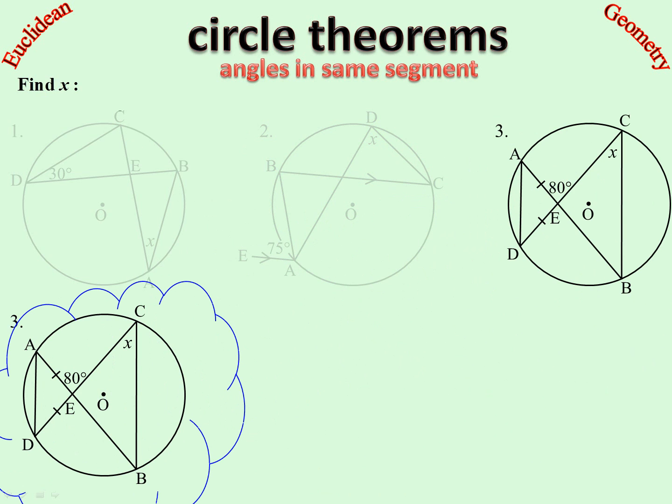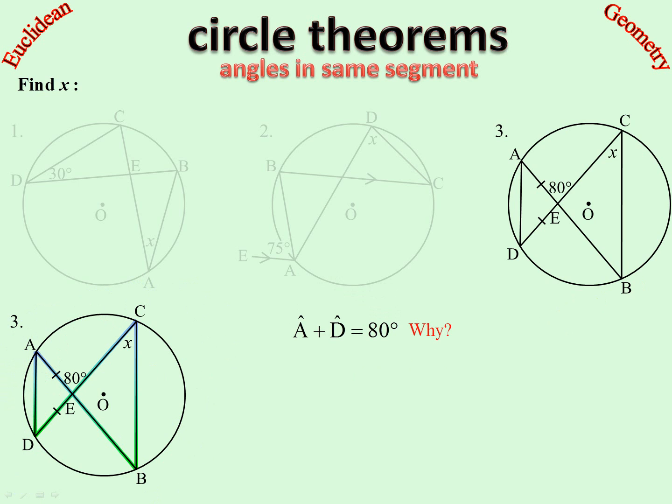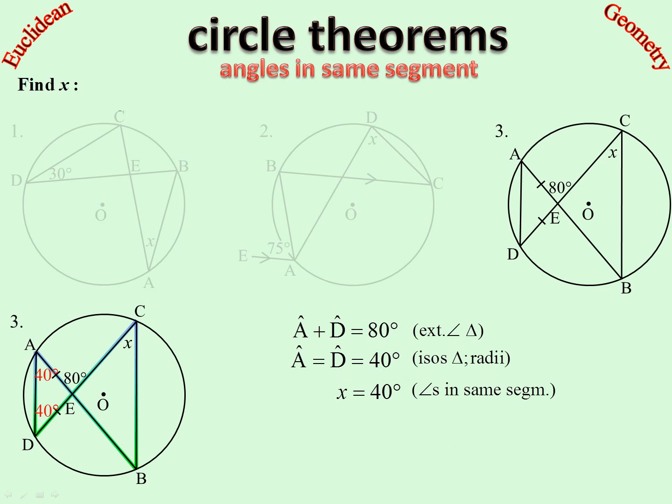Number 3, we need to reason as well. We have to find x, so we say, what is x equal to? There we are, that one there. Now, can we find that one? Yes, we can, because we have an exterior angle of the triangle, and these two are equal to one another. So we say A plus D equals 80. Reason? Exterior angle triangle. A equals D, which equals 40, because it's isosceles triangle radii. And straight away we could say therefore x equals 40, the reason being angles in same segment.